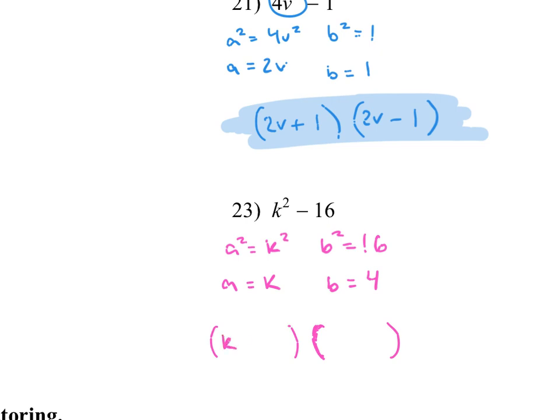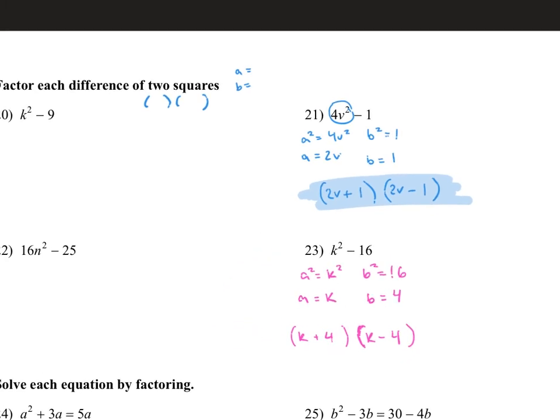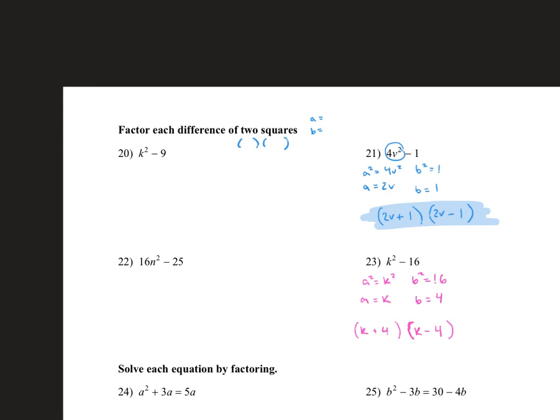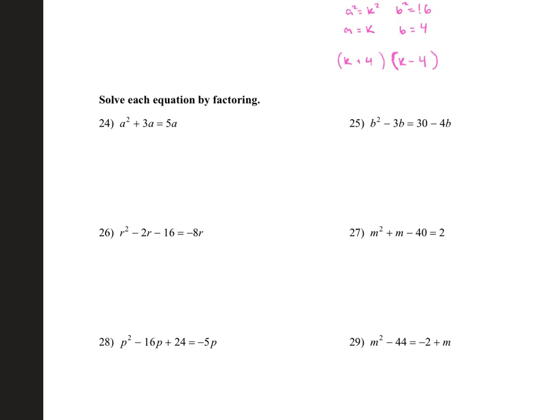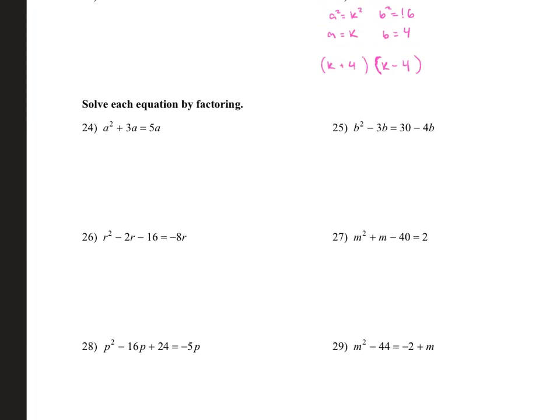Good job, guys. So again, in the directions, if it says difference of 2 squares, we have 2 sets of parentheses. And last part, we are solving by factoring. So let's look at 25. What should we do first here?